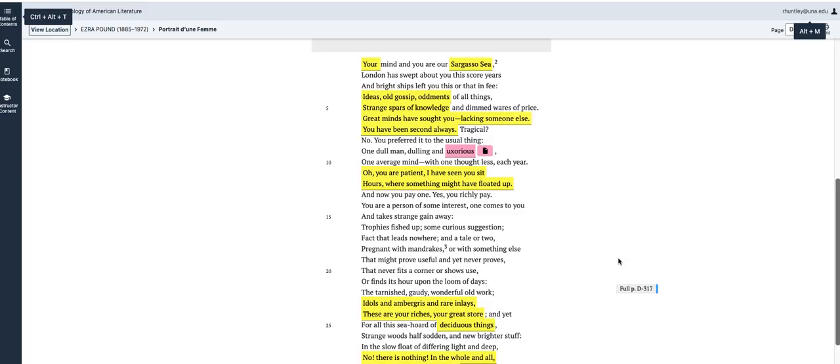Now, this is a very important point to consider. What's something that's deciduous? Well, a deciduous tree is going to shed its leaves, right? It's not going to last forever. If we go back to ideas, old gossip, oddments of all things, strange spars of knowledge, these are things that are fleeting, right? And this is what she is given, and then she offers something.